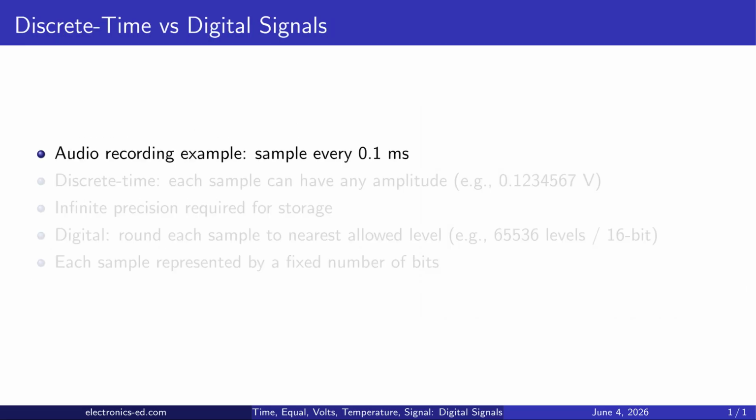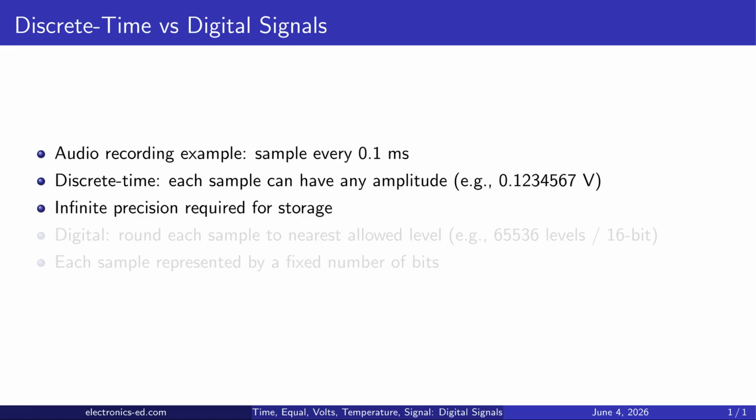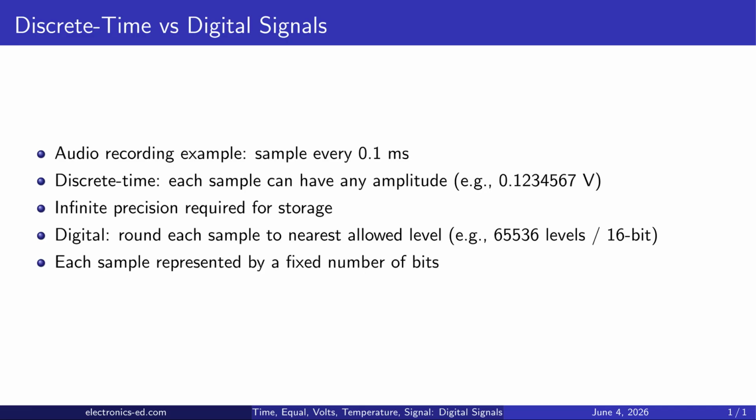Take an audio recording example. We sample every 0.1 milliseconds. A discrete-time signal would let each sample have any amplitude, like 0.12345677 volts. That would require infinite precision for storage, which is impossible. A digital signal rounds each sample to the nearest allowed level, for example using 65,536 levels with 16 bits. Thus, each sample is represented by a fixed number of bits.